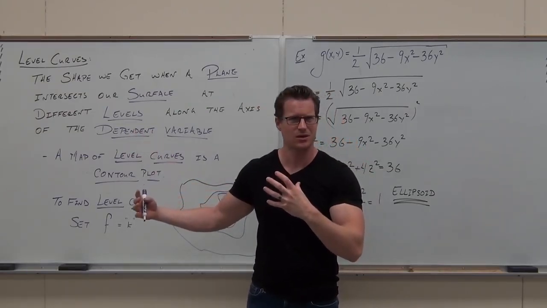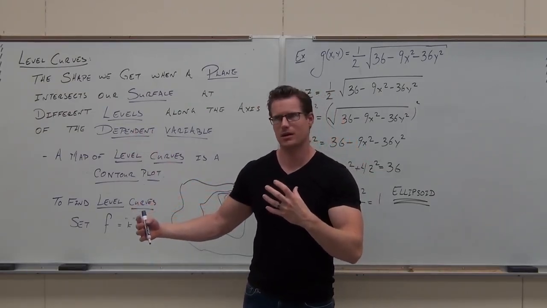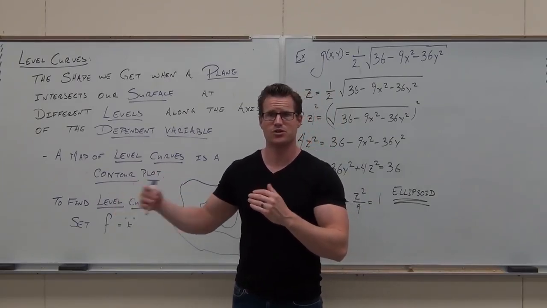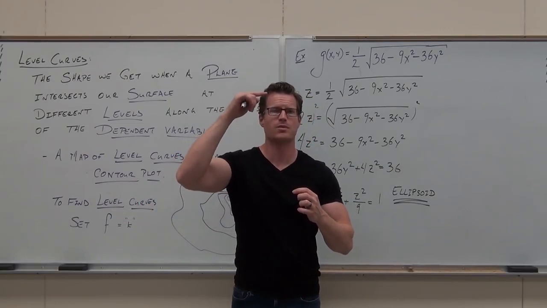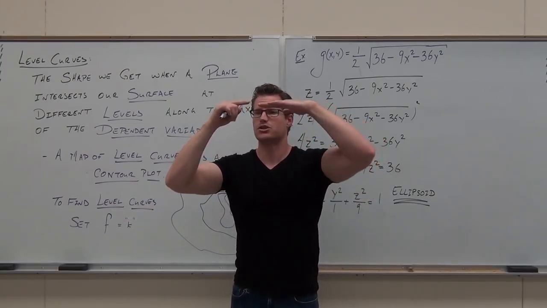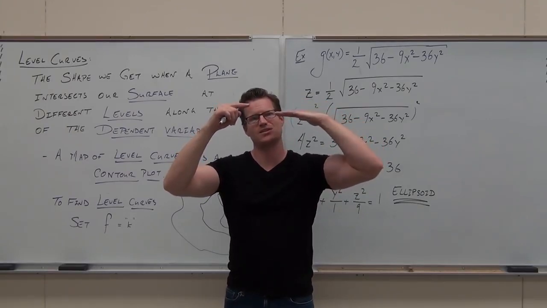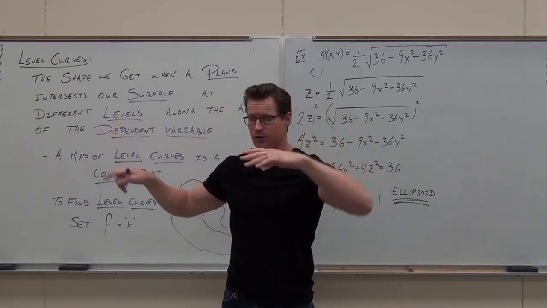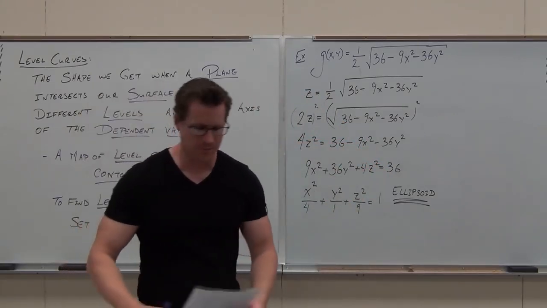Does that make sense to you? Don't just nod your head. I don't want a "yes, shut up." I want, "Yes, I understand." Do you understand the idea here? If you restrict the dependent variable to a number, you're saying, I want it at that plane. I want it just right here. Where that plane intersects my surface is exactly what we were talking about. That's a level curve. Let me show you just a few of them.